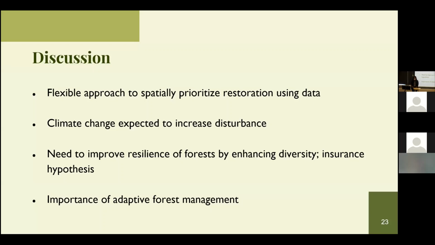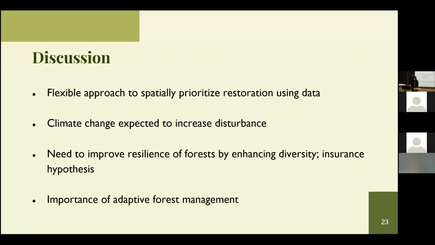A way that we can do this is by enhancing diversity. So I'm going to talk a bit about the insurance hypothesis. In the context of forests, this essentially states that if we have increased forest diversity, then it really buffers against the impacts of disturbance. The rationale is that if we have a forest with a variety of tree species and functional traits, then there's a higher chance that some of those tree species are going to be able to deal with certain disturbances that come their way. This is going to lead to enhanced ecosystem function.